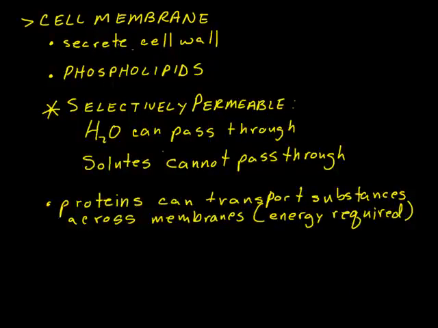Okay, so the important things to note are cell membrane is found inside of the cell wall. It actually makes the cell wall material, and it's made out of this phospholipid stuff, which makes it selectively permeable. Water can pass through, solutes cannot. In other words, things dissolved like sugars or various types of salts cannot just pass right through the membrane.